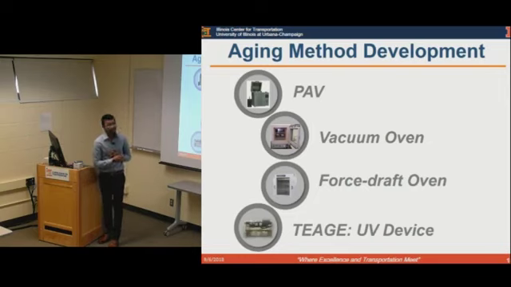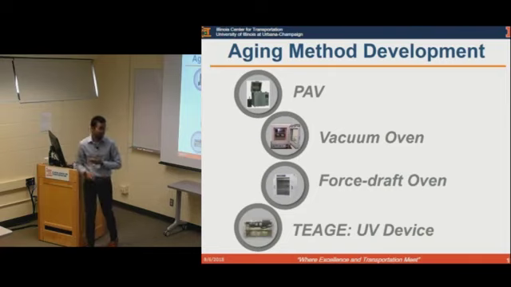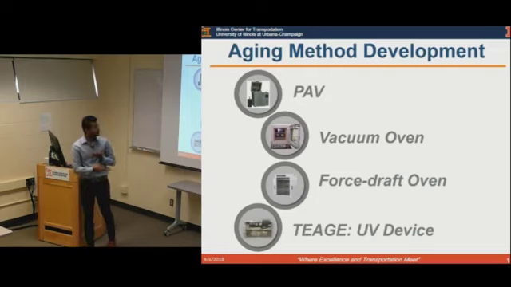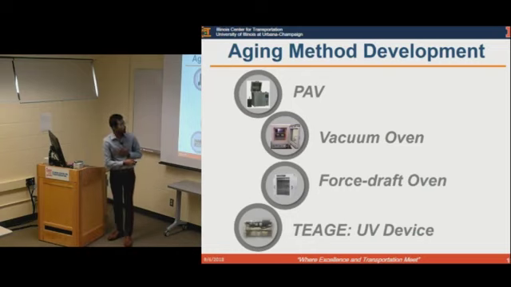For example, PAV is used for binder aging, whereas vacuum oven is prominently used for sealant aging. Forced draft oven was one of the options for mixture aging. It was considered because of its practical reasons.